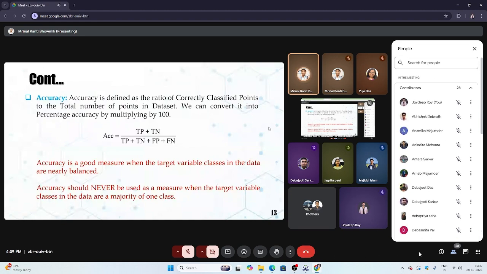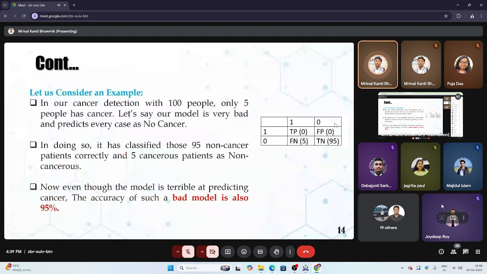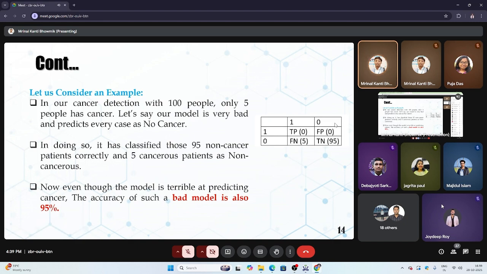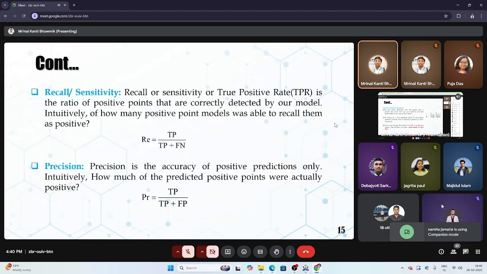Here is one example. Suppose in our cancer detection with 100 people, only 5 people actually have cancer. Let us assume that the model is very bad and it predicts every case as no cancer. In doing so, it has classified those 95 non-cancer patients correctly, but in the meantime, it has also classified the 5 cancer patients as non-cancerous. So even though the model is terrible at predicting cancer, the accuracy is 95%, which is not actually true. Therefore, accuracy is not a good measure in all cases.